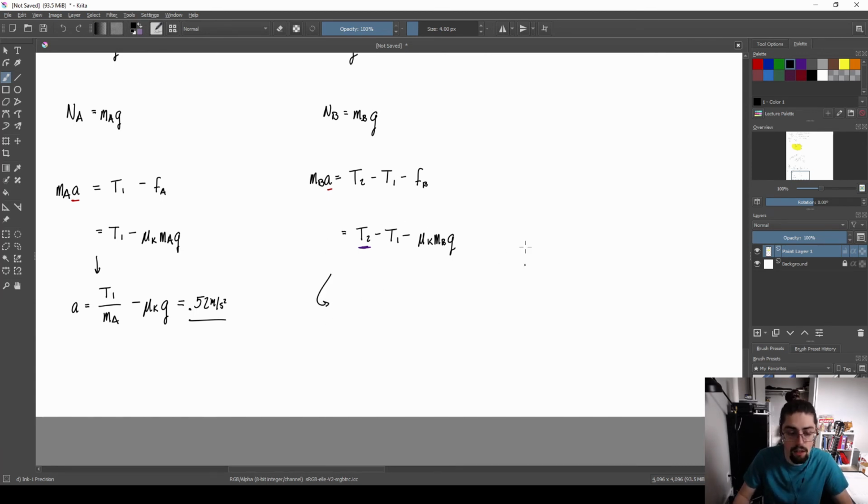Let me move everything on the negative side over to the other side. So T2 is equal to m_B a plus T1 plus mu k m_B g. Plug in all of those numbers, and what we should find at the very end of the day is that T2 should be equal to 270 newtons.